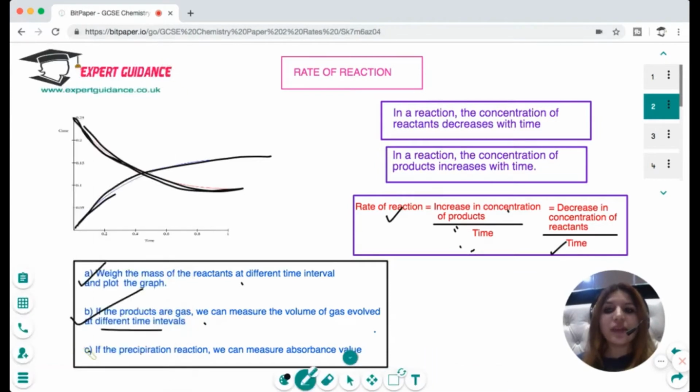So these are the various ways in which we can measure and plot the rate of the reaction. And for any of these graphs, we can draw a tangent and then find the difference in the y and the x-axis to find the rate of the reaction.